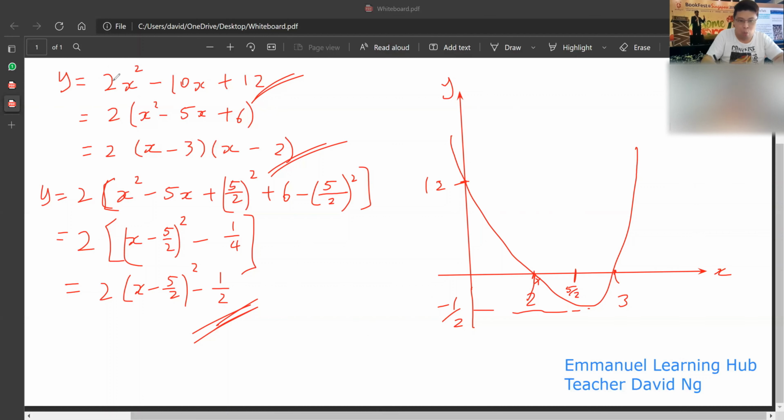This equation, you know the y-intercept. This equation, you know where it cuts the x-axis, which is the root. The completed square, you know the turning point. You only need 3 pieces of information to sketch a quadratic curve: where it cuts the y-axis, where it cuts the x-axis, where's the turning point. That's all you need to know. And of course, the shape, N shape or U shape, from the coefficient of x squared.